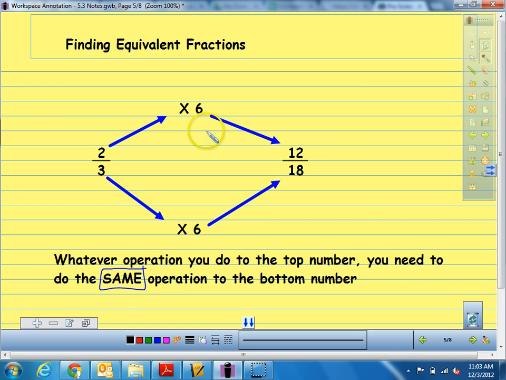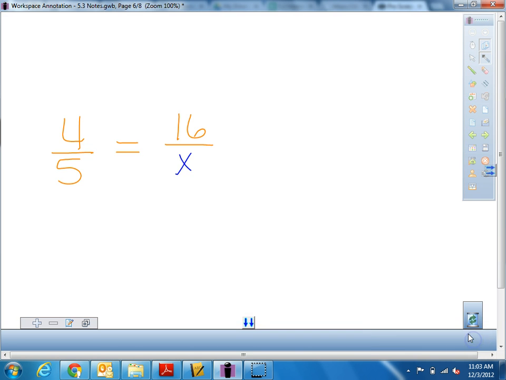So this is a really key slide for you. I want you to write this in your note. When finding equivalent fractions, whatever operation you do to the top number, you need to do the exact same operation to the bottom number. So 2 times 6 was 12, 3 times 6 was 18. Therefore, 2/3 and 12/18 are equivalent fractions. All right, so we can figure this out.